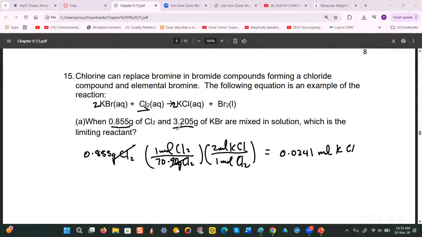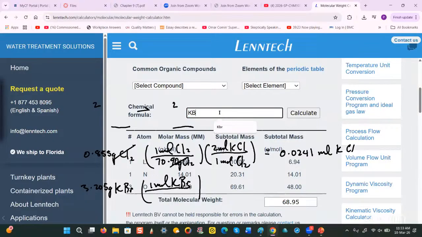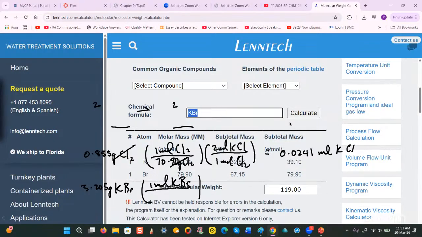Then I'm going to do something similar, but this time starting with 3.205 grams of potassium bromide. Like I did before, I'll convert from grams to moles. So above here, I'm going to have 1 mole of KBr, and below, the molar mass of KBr. Okay, so according to this here, the molar mass of KBr is 119.000 grams of KBr per mole. All right, so that's the molar mass of KBr.